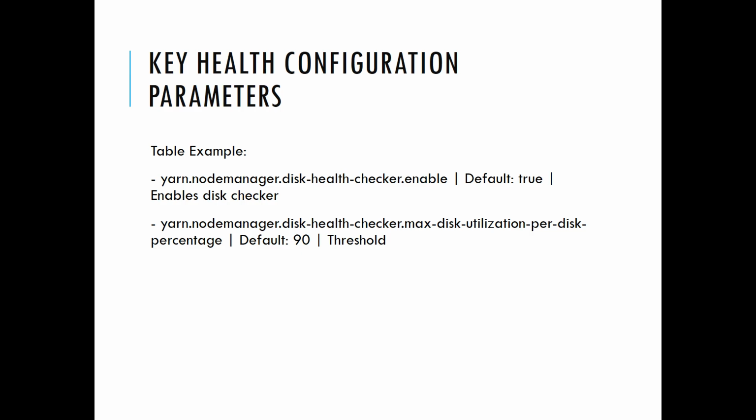Here are some of the most critical configuration parameters for health monitoring. For example, yarn.nodemanager.disk-health-checker.enable defaults to true, and yarn.nodemanager.disk-health-checker.max-disk-utilization-per-disk-percentage sets the threshold for disk space usage, defaulting to 90%. Exceeding this threshold will mark the disk unhealthy.